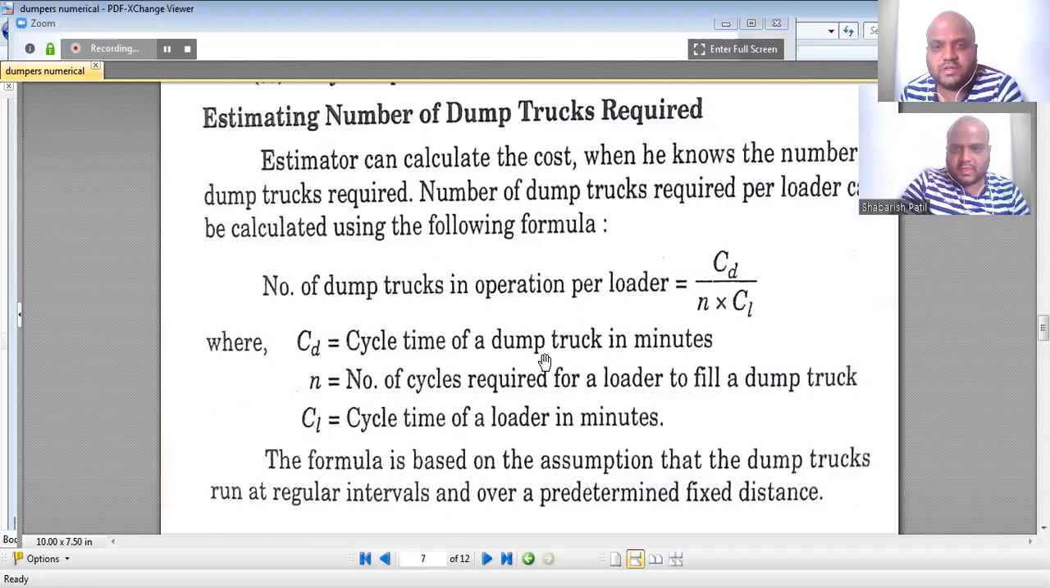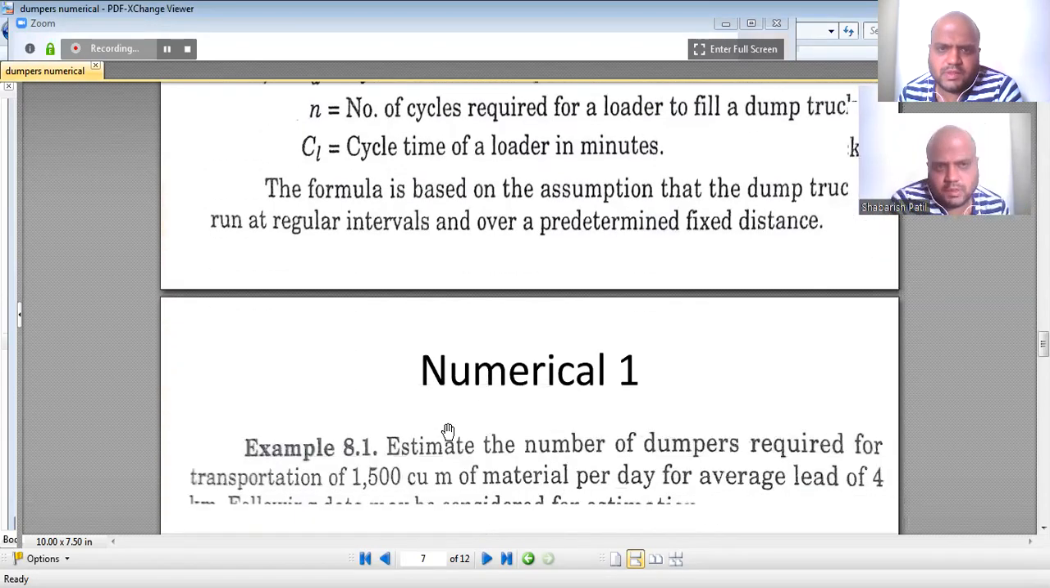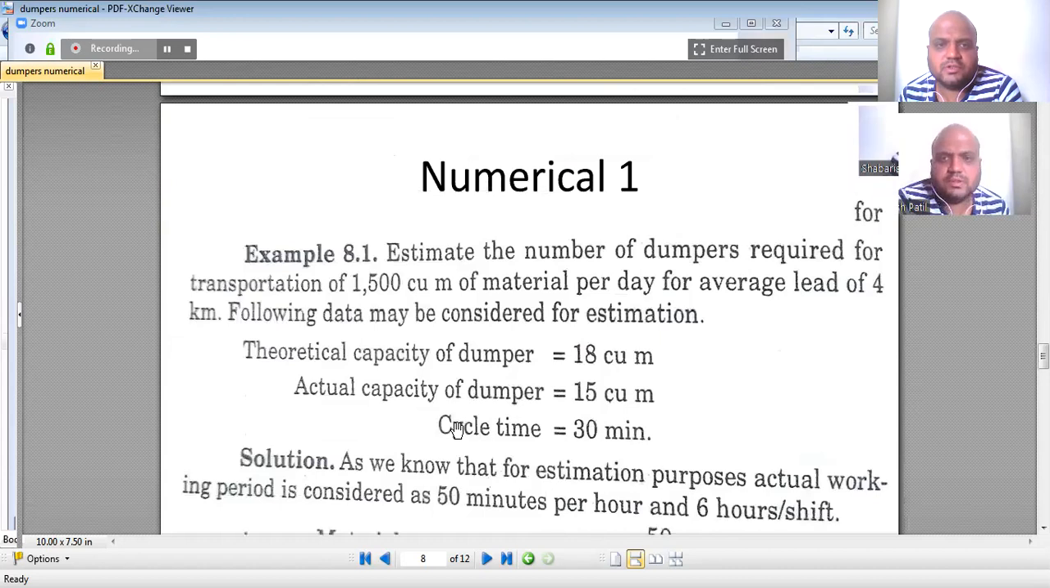CD is the cycle time of a dump truck in minutes. N is the number of cycles required for a loader to fill a dump truck. Remember, the loader is the one which is going to fill the dump truck, and the dump truck transfers the material from one place to another place. And then CL is the cycle time of a loader in minutes. So with this basic knowledge, we are going to get into a numerical.